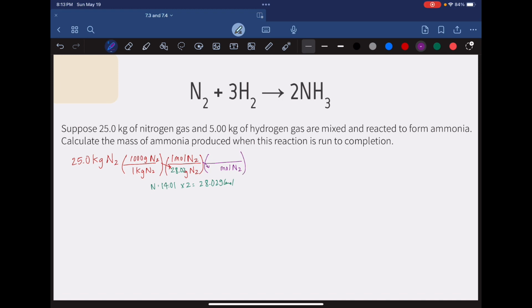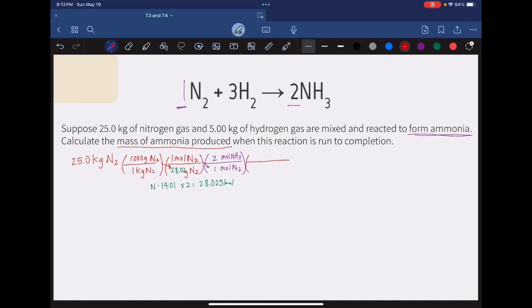I know a lot of our practice has been from reactant to reactant, but now we are going from reactant to product because we're trying to see how much ammonia is being formed. So I know moles of NH3 will be at the top. The numbers are from the balanced equation, so 1 for nitrogen, 2 for ammonia. And since it's asking calculate the mass of ammonia produced, I know I have to go to grams.